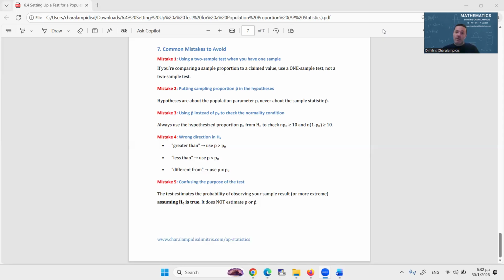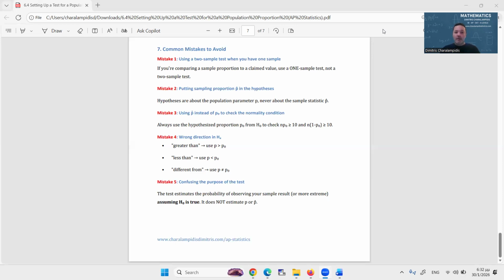Mistake number two, putting the sample proportion in the hypothesis. Both hypotheses, null and alternative, are built towards the population proportion. It's never about the sample proportion itself.